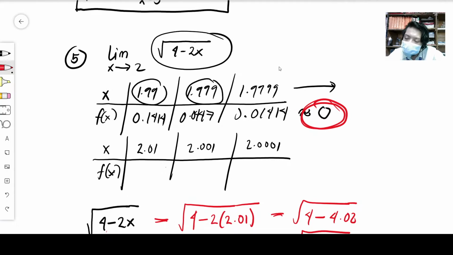Okay, but when you are dealing with a radical or rational function, you have to be very careful because sometimes, although you can find a certain number, that number is not the limit of that function. So you have to find the right hand and the left hand limit of that function.